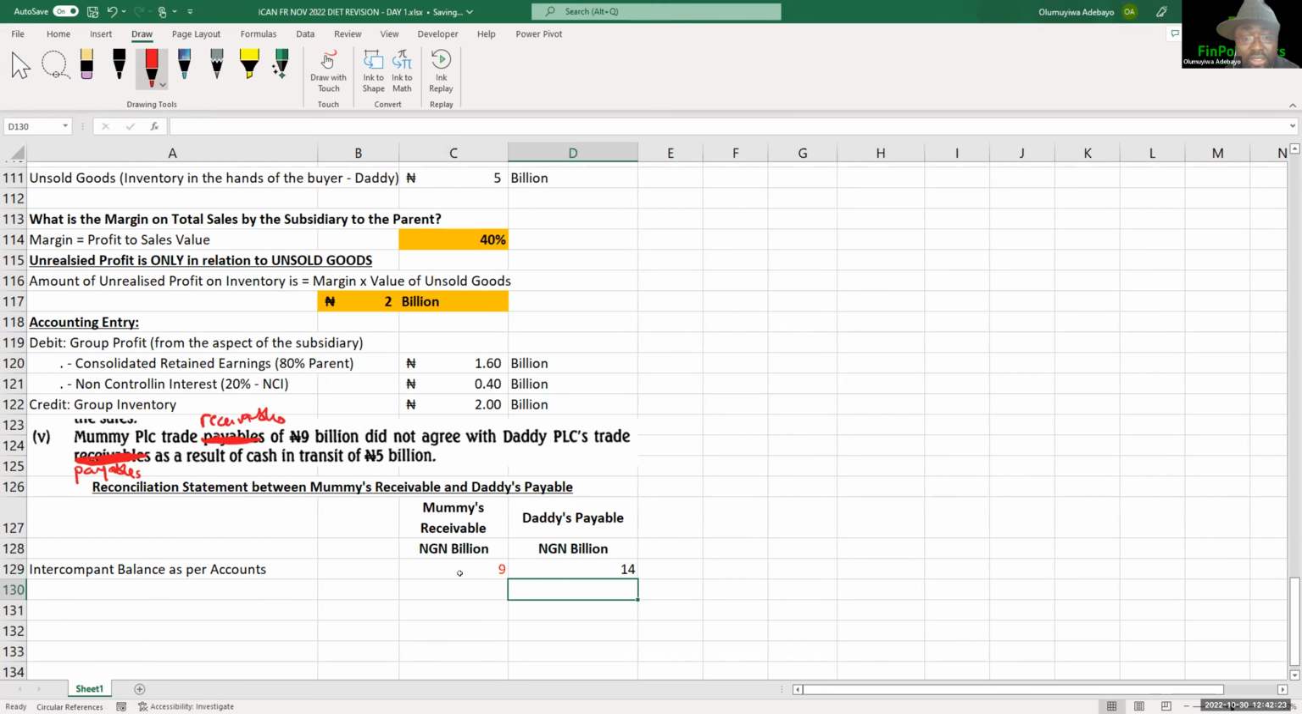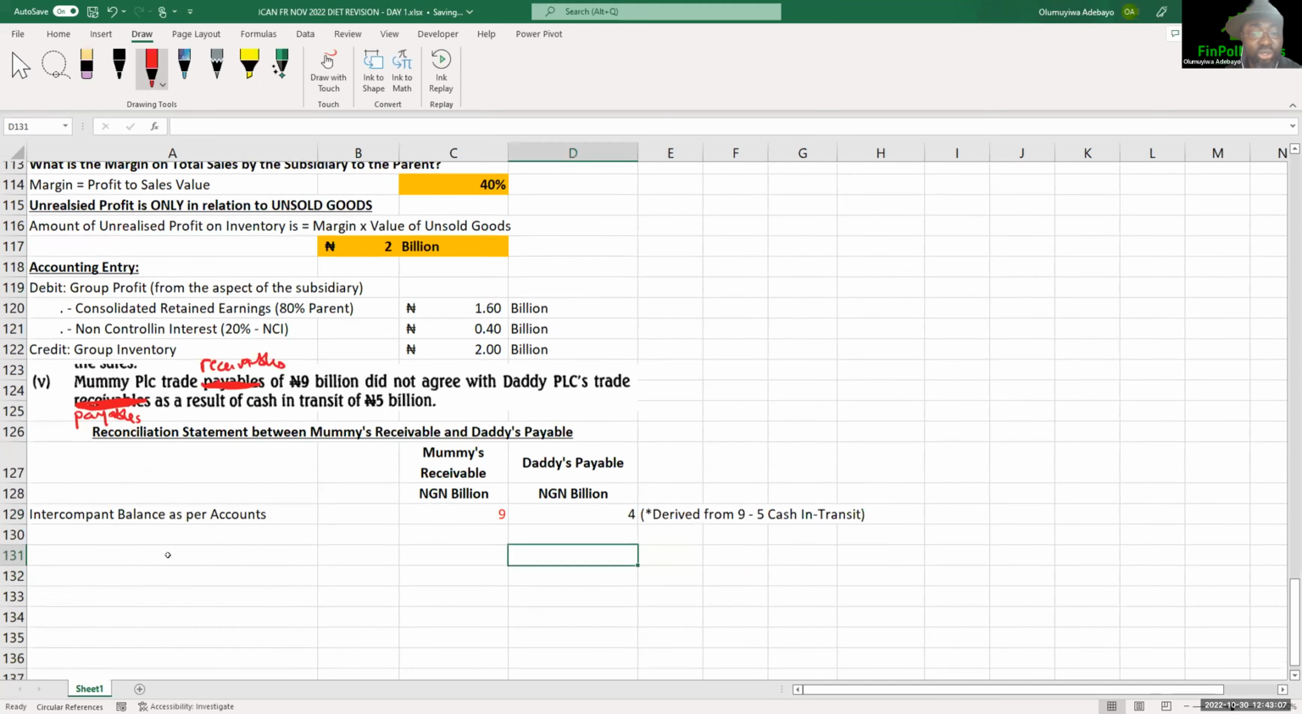Sorry, receivable of 9. And here you have, sorry, 9 minus 5, here you have 4 billion. Now what we are seeing here is that mommy claims he has receivable of 9. Daddy says he has payable of what? 4. How do you get payable of 4? It is because from this derivation, 9 minus 5. And what is that 5? Cash in transit.